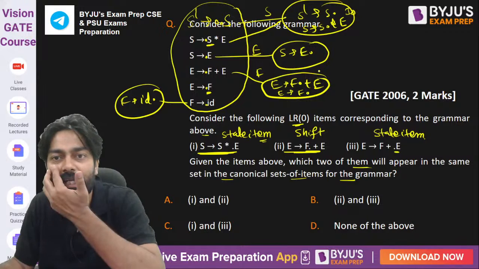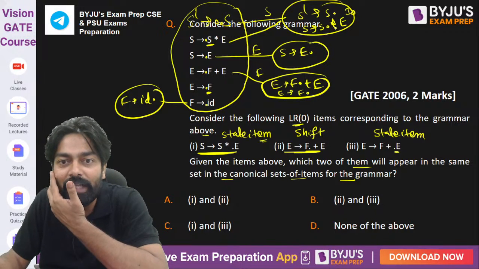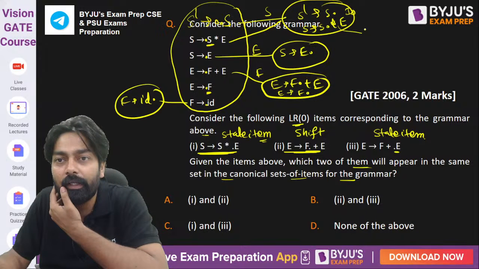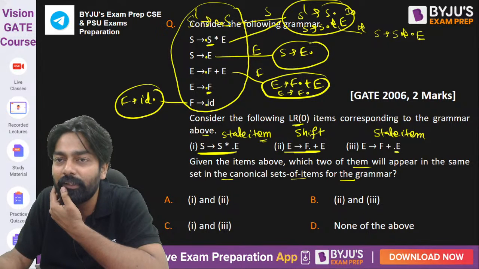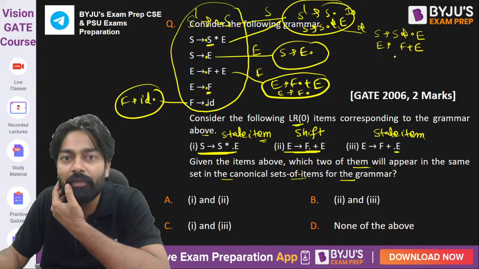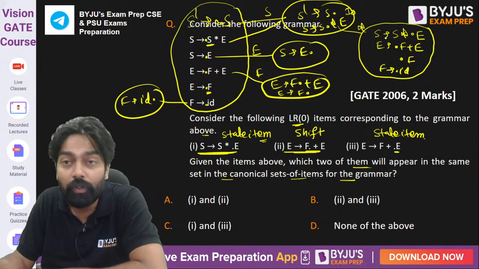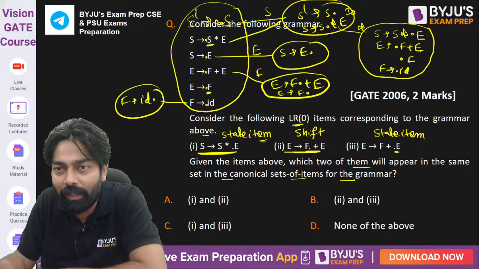Now, my dear friends, see clearly here. Now star will come. See here, S star dot E. This is already completed. Now here the input is star. So S goes to S star dot E. If it is E, you need to add E goes to F plus E, and E goes to dot F, due to this E. So dot F plus E and dot F, and F goes to dot ID. So if you see clearly here, S goes to S star dot E, E goes to dot F plus E, E goes to dot F, and F goes to dot ID.